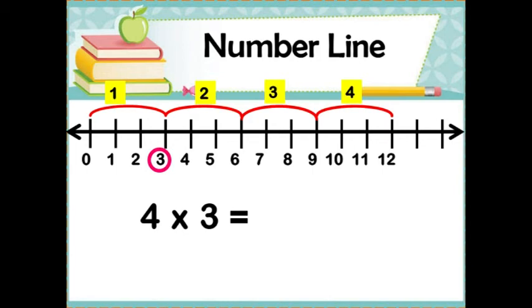So for us to have the answer, you have to look at the last number you landed on. And we have here number 12. So the answer in 4 times 3 is 12. So okay, that is how multiplication in number line works.